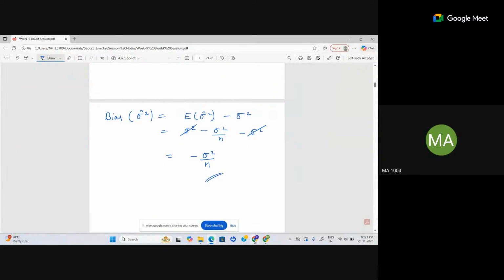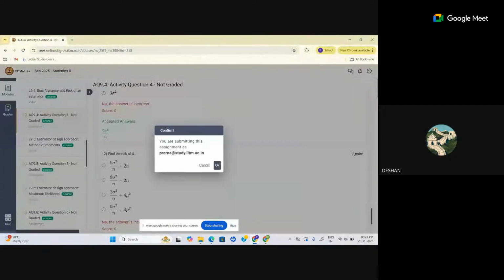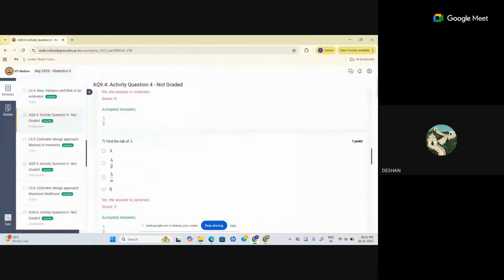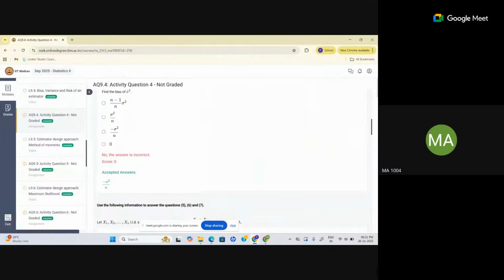You can check the answer. Minus sigma square by n will be the correct answer.